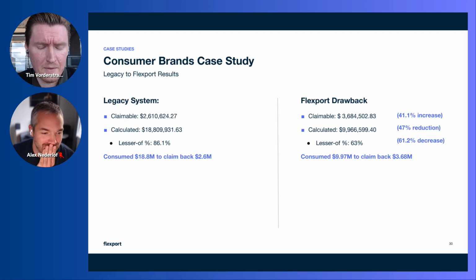So there's a lot that the algorithms do. There's a lot of great results that we've been able to realize for our customers. And again, the more complex the supply chain, the more moving parts, the more complicated, the better our algorithm can do compared to legacy systems.